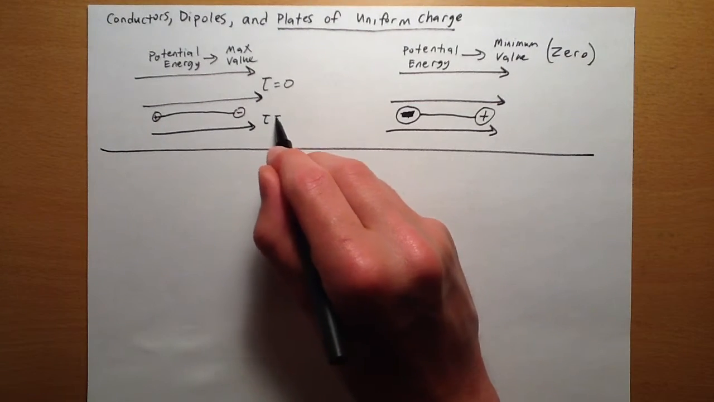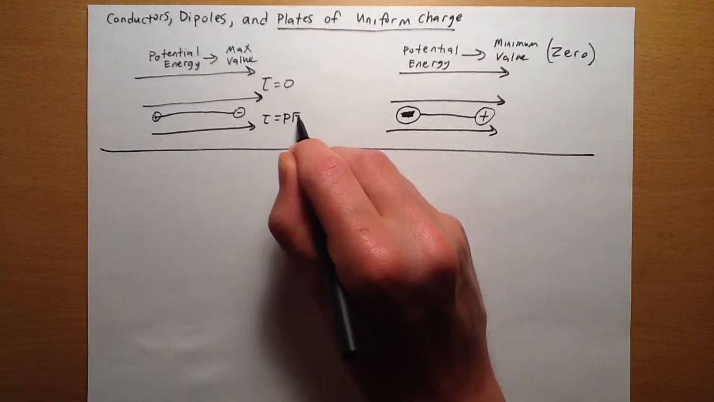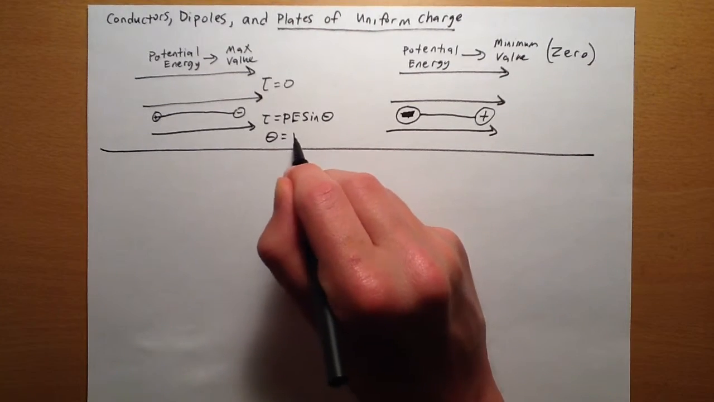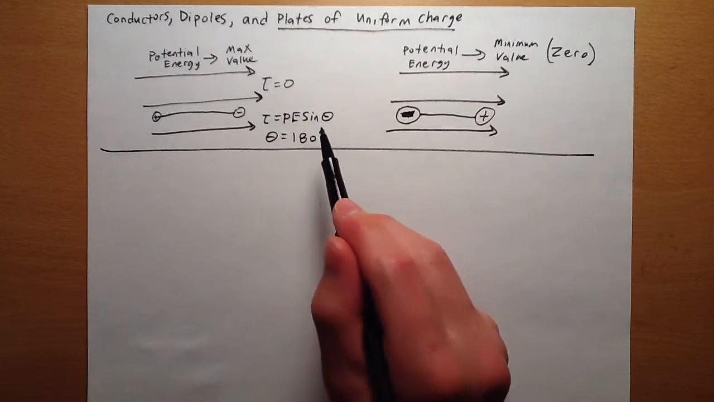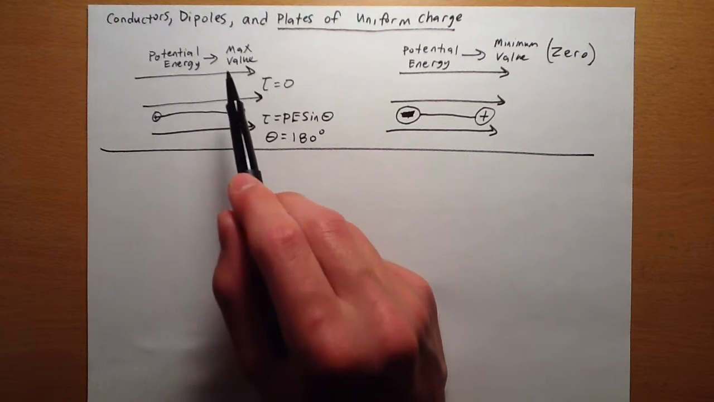Torque is equal to p sine theta. Theta here is equal to 180 degrees. Therefore, sine of 180 degrees is 0 and torque is 0, even though the potential energy is at a max value.